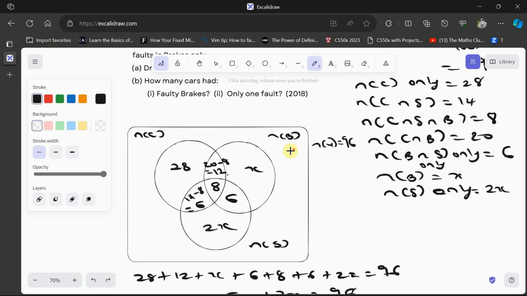So that means the number of brake only is 12, and the number of steering only is 2 times that, which is 24. Great. So let's look at the question.